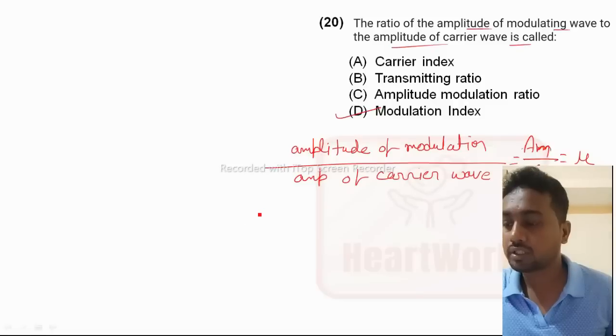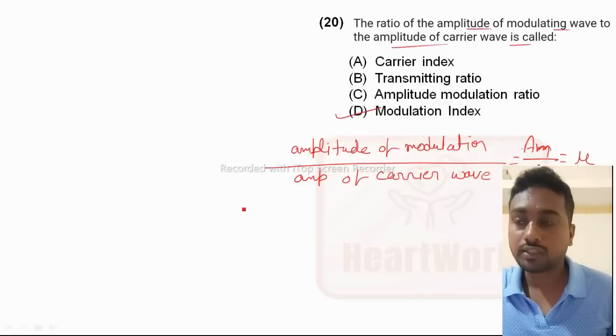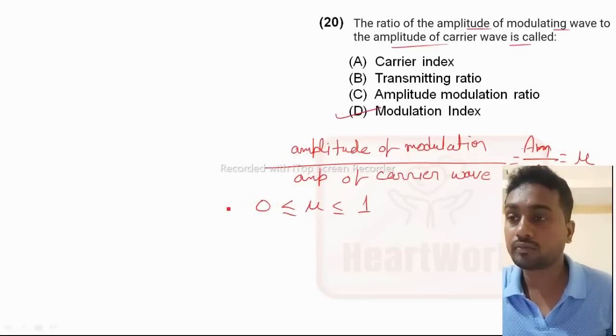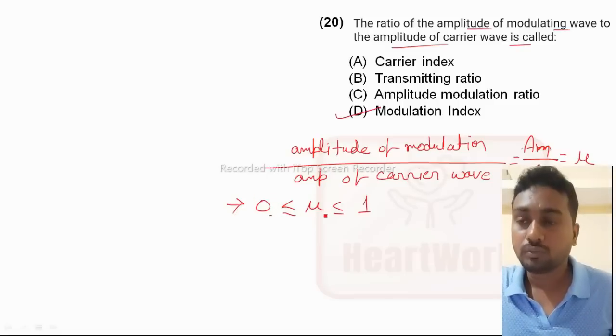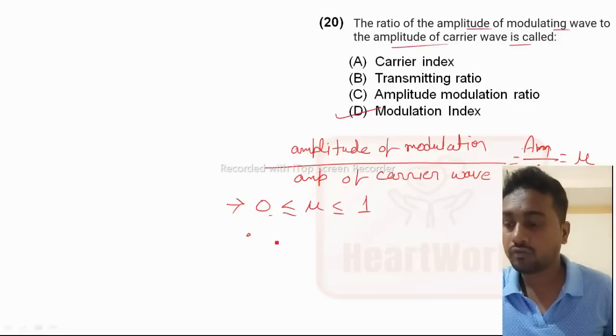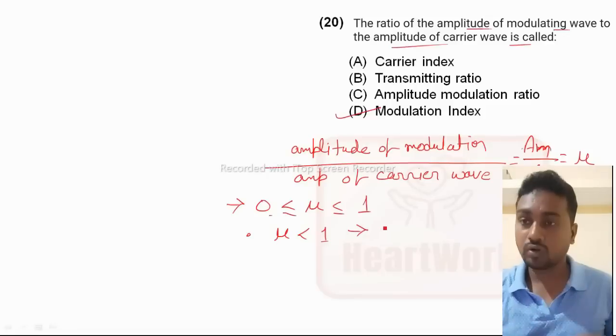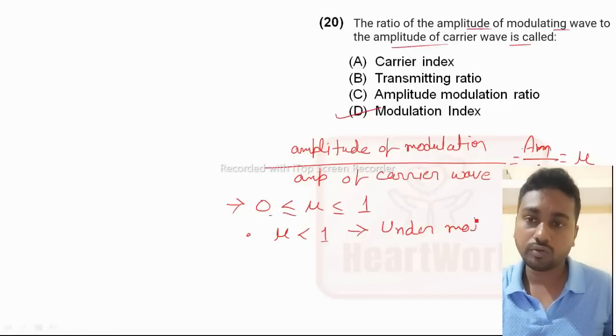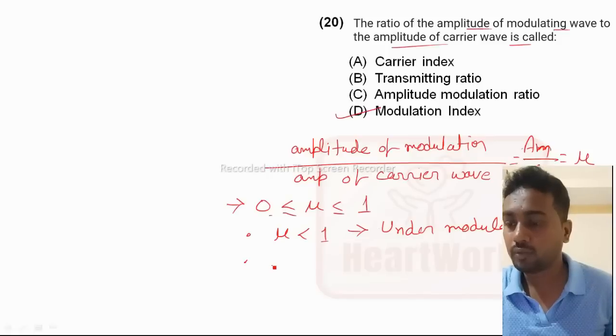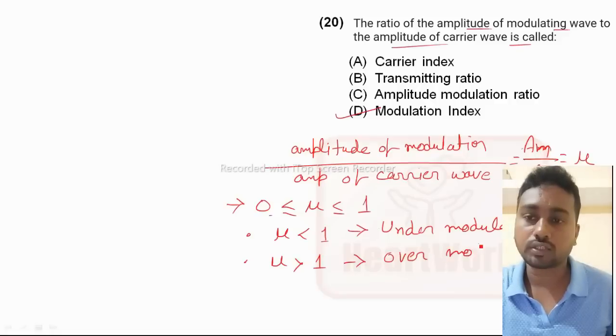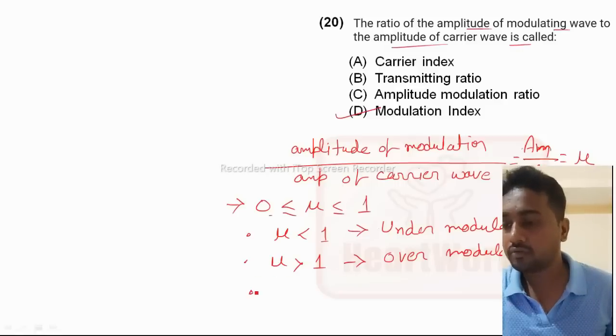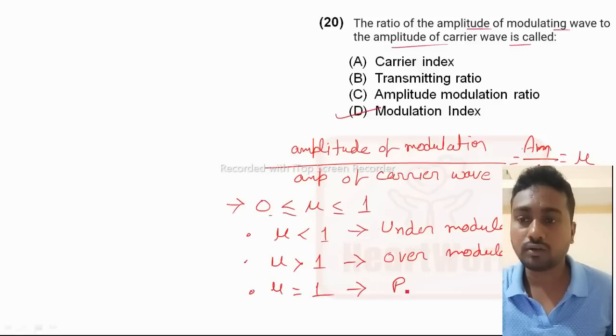One thing you can remember also, because many times it will be asked in questions: modulation index varies between 0 to 1. This question will come many times. Also, if mu is less than 1, the AM wave is called under modulation. If mu is greater than 1, it is called over modulation. And when mu is equal to 1, it is called perfect modulation.